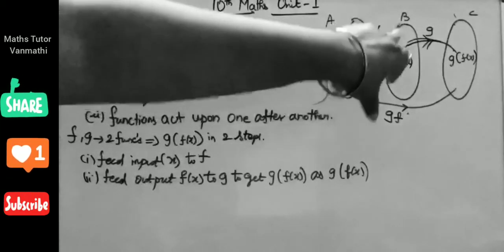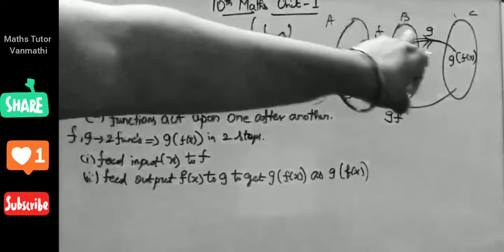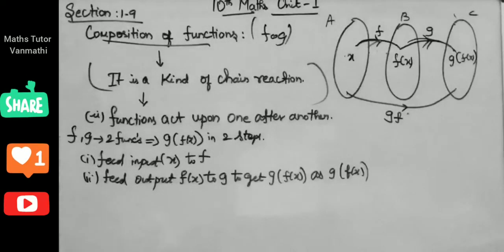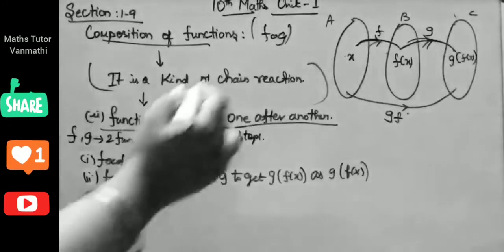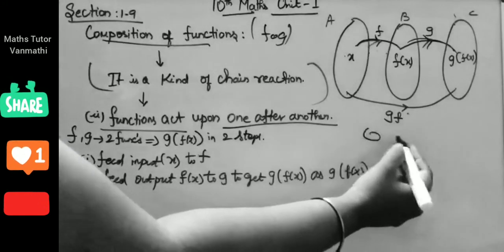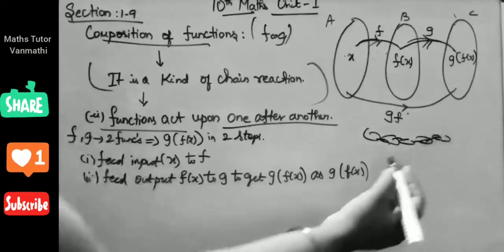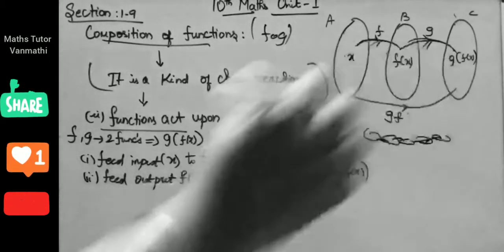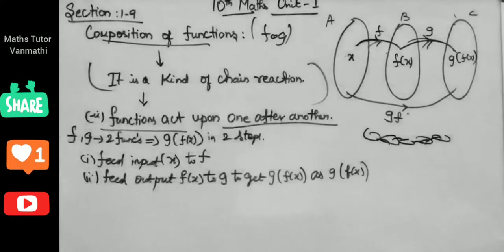So A to B is your f, and B to C is your g. This function acts one after another. That is, in a chain reaction it goes on like this, with some connection, so one after another it goes on. So we can say it is a kind of chain reaction.